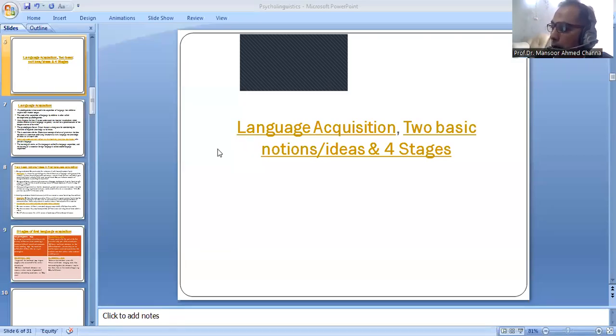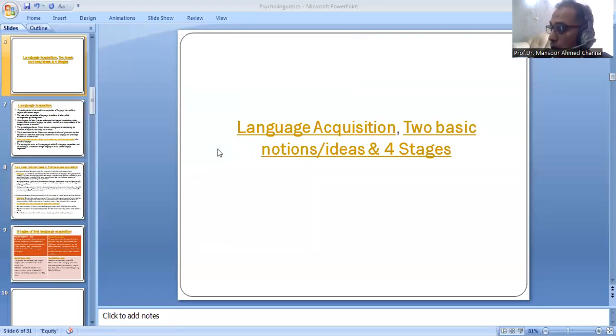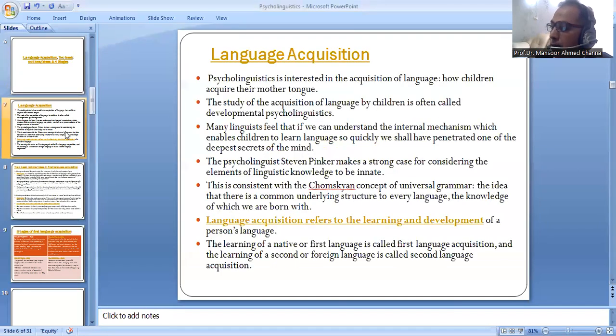Let's study language acquisition: two basic notions, or ideas, in four stages. Let's study first what language acquisition is.